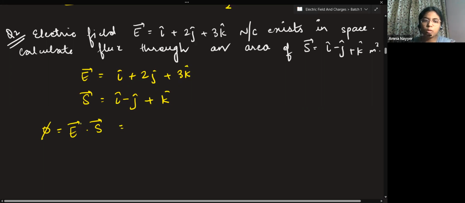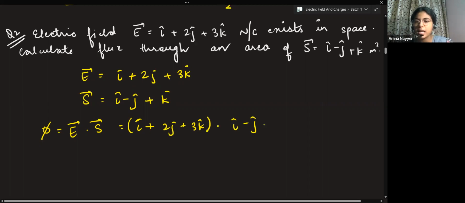So let's put in the value for electric field. Instead of electric field, I can write i cap plus 2j cap plus 3k cap. This is the electric field, dot the surface area. Surface area is what? i cap minus j cap plus k cap. This is E dot S. We have to just solve it now.